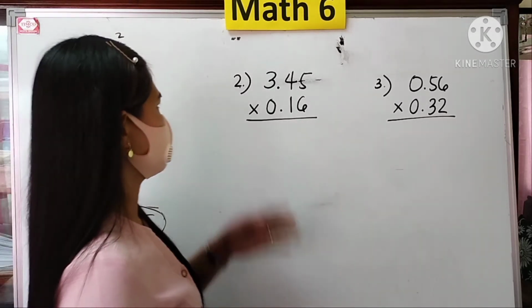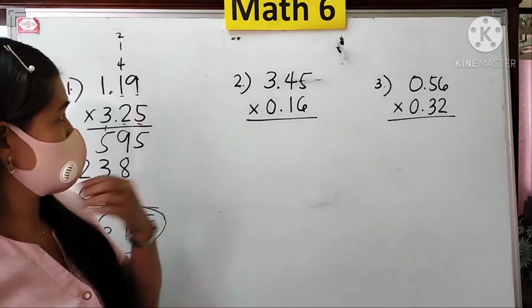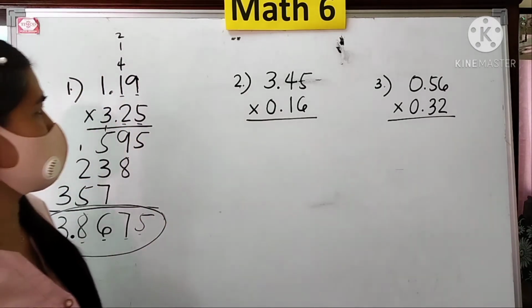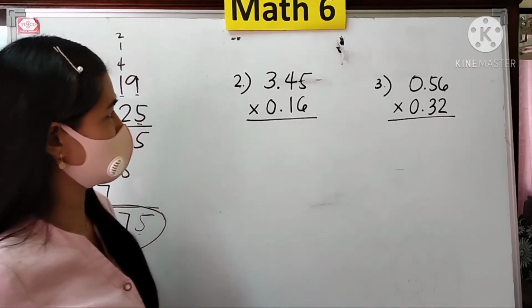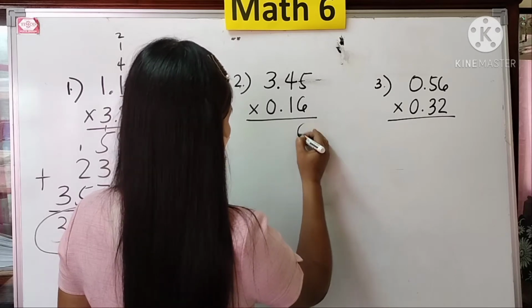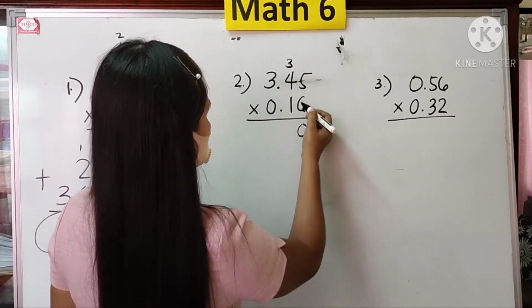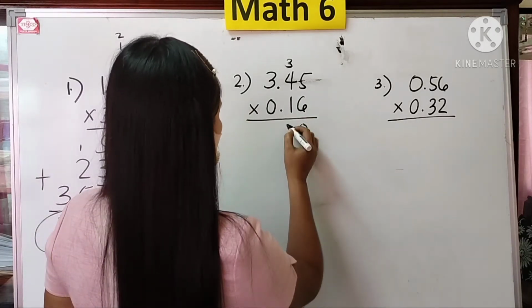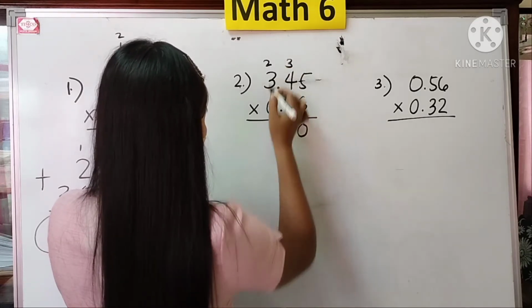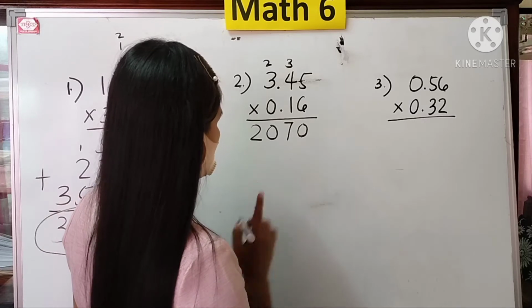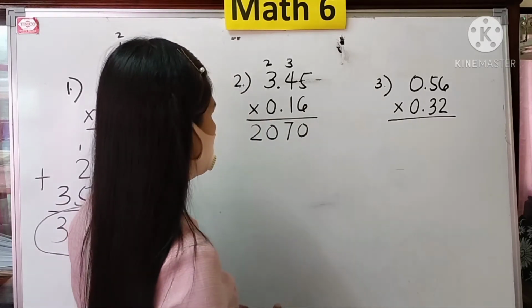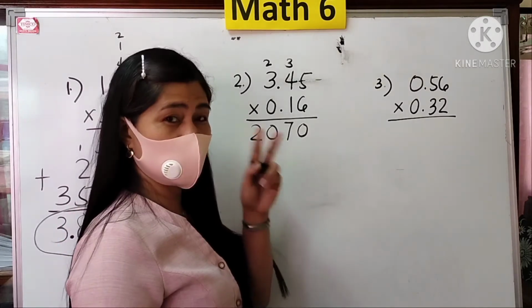So let's do another set of factors. So we have 3 and 45 hundredths times 16 hundredths. The same procedure as we have done in the first set. So we will multiply the first digit, 6 times 5 is equal to 30. Carry 3. Then 6 times 4 is equal to 24 plus 3 is equal to 27. So next is 6 times 3 is equal to 18 plus 2 is equal to 20. So we have the first partial product. Here the multiplier has 2 digits, so we will be having 2 partial products.